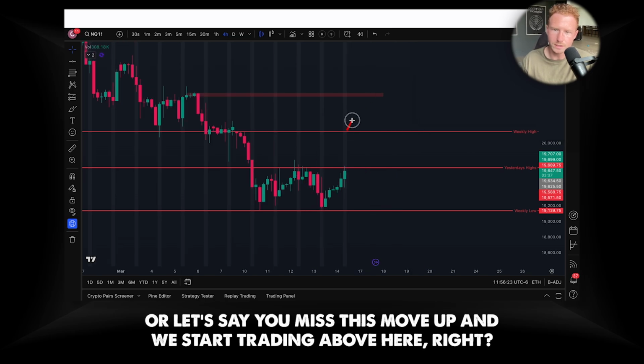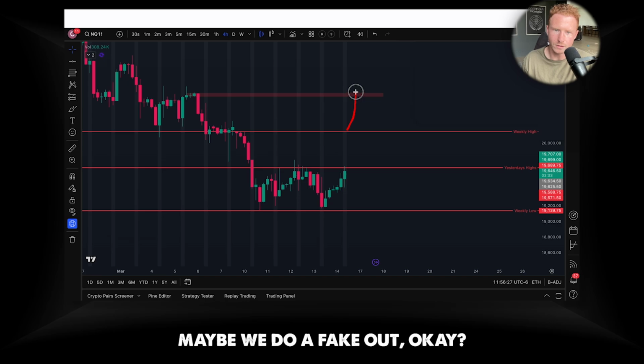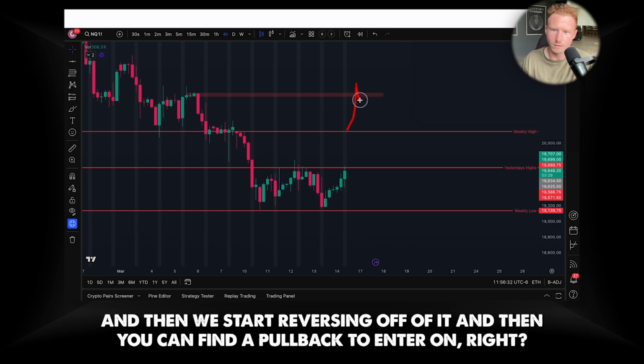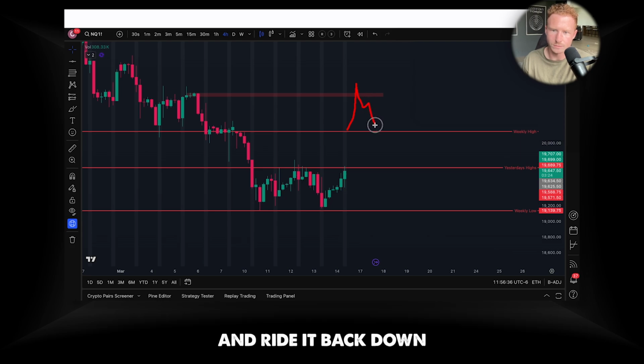Or let's say you miss this move up and we start trading above here. Maybe we do a fake out. So we trade above it and then we start reversing off of it, and then you can find a pullback to enter on, and ride it back down to our weekly high.